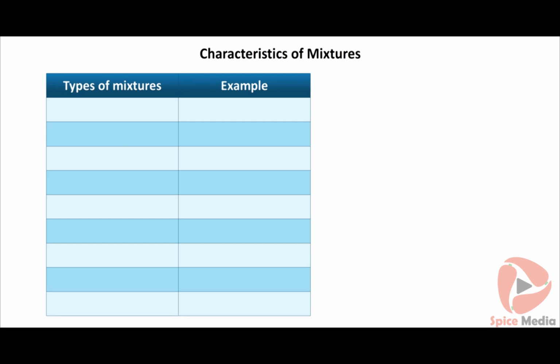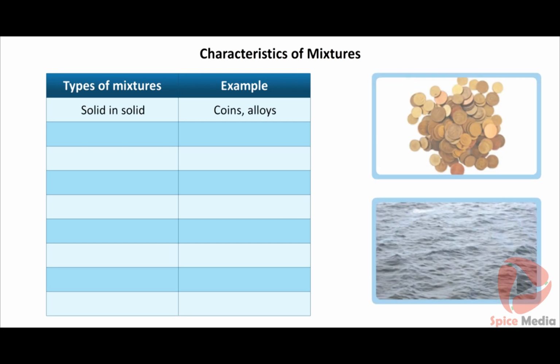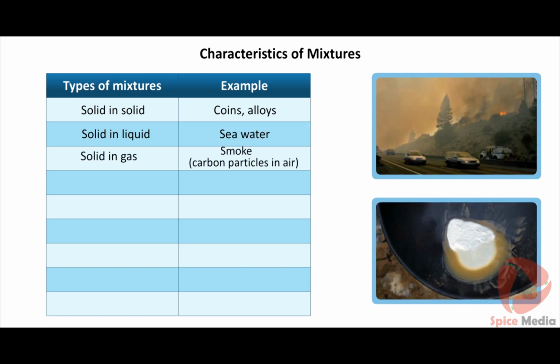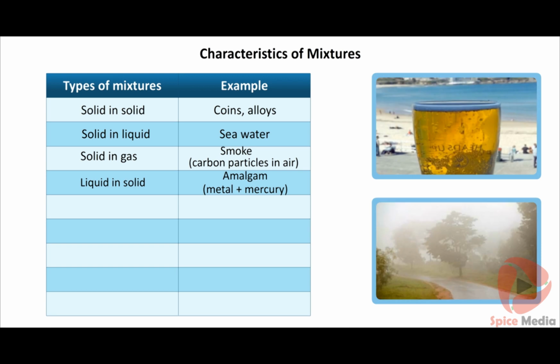Types of mixtures. Solid in solid, example coins and alloys. Solid in liquid, example seawater. Solid in gas, example smoke, carbon particles in air. Liquid in solid, example amalgam, metal plus mercury. Liquid in liquid, example alcohol and water.